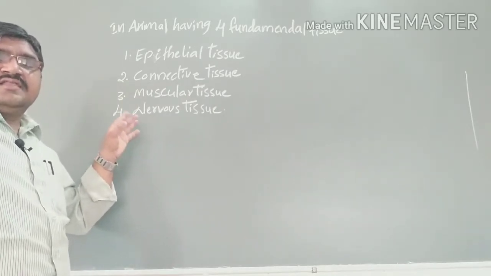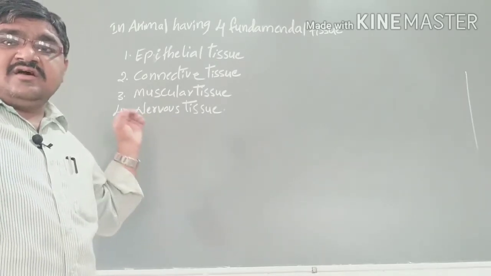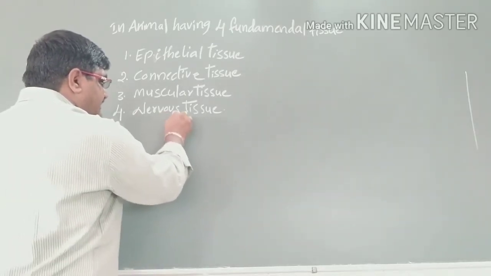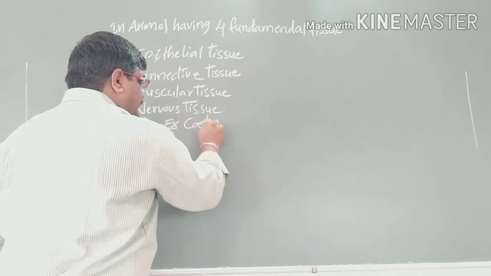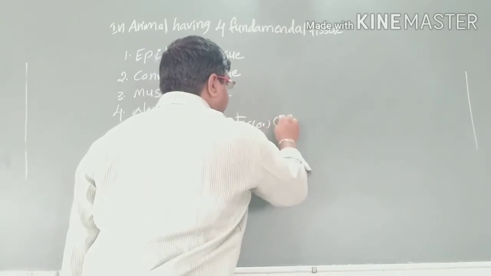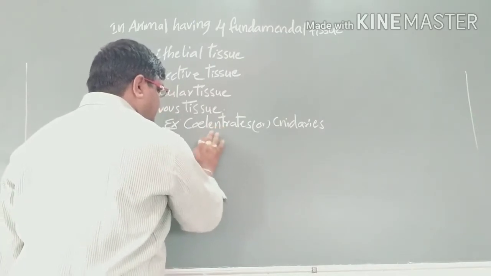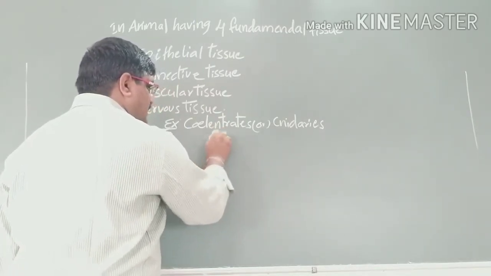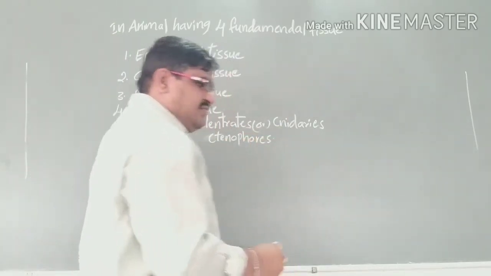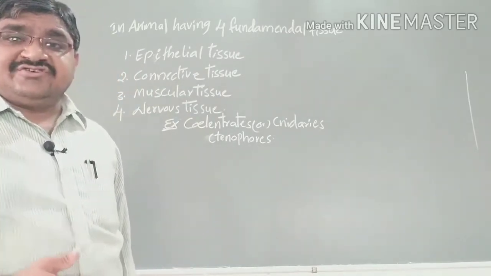This is the first phylum where we have an example. If you see here, an example is coelenterates, or otherwise we can call them cnidarians. And the second one is the ctenophores. So these are the two phyla where the tissue level grade of organization is present.